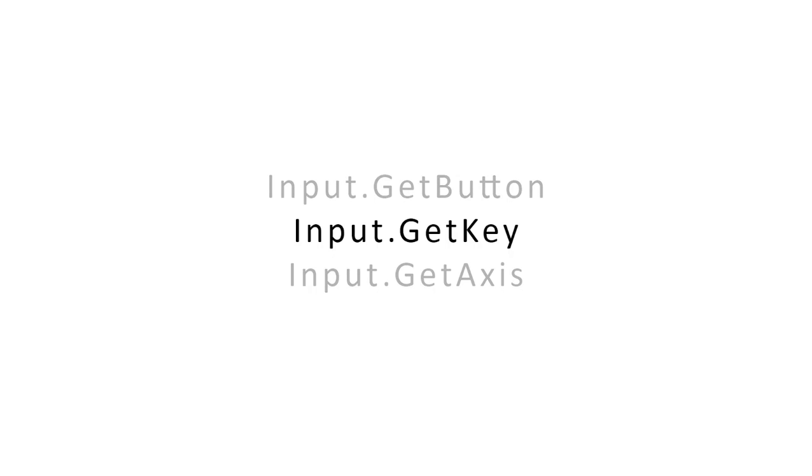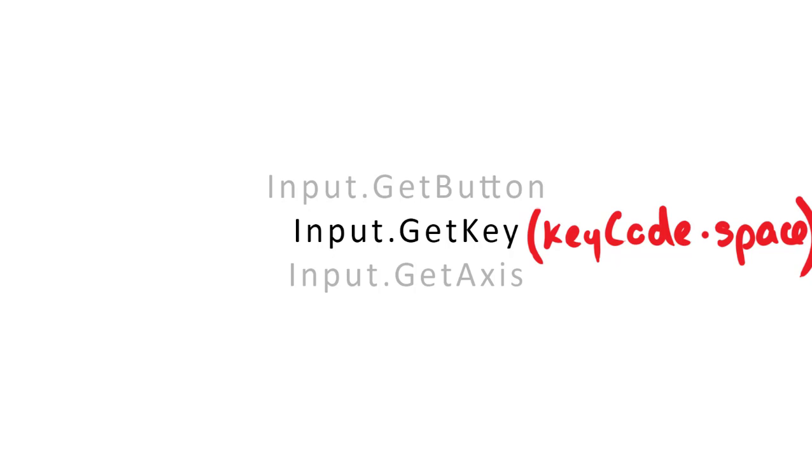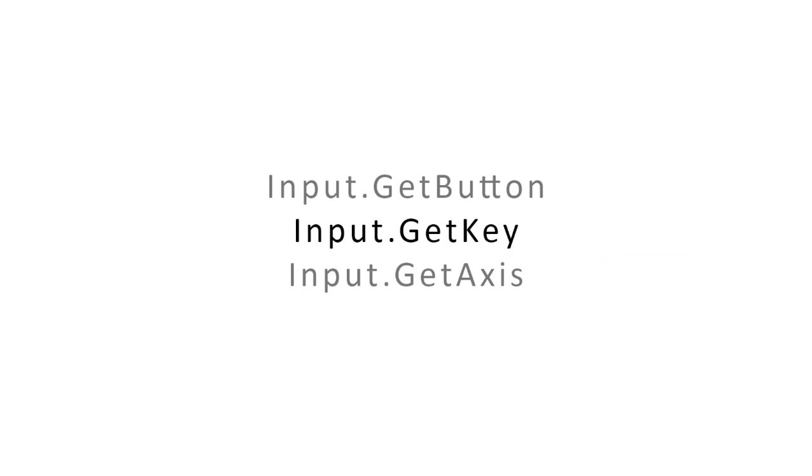If we want to define a particular key, then we can use input.getKey, and we can write key code dot and the identifier for the key we want to press. So if we want the spacebar, we can write space. Input.getAxis refers to the input manager just the same, except this returns an axis so it can return multiple values depending on what is pressed.